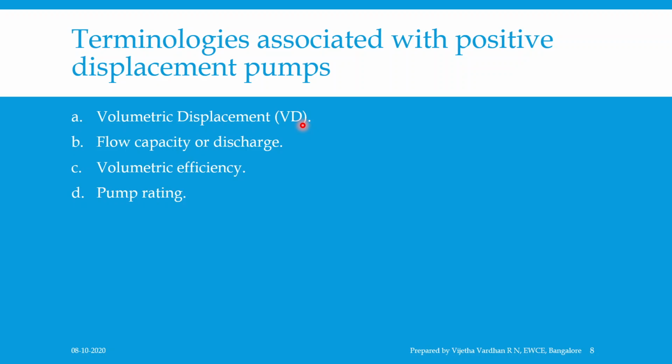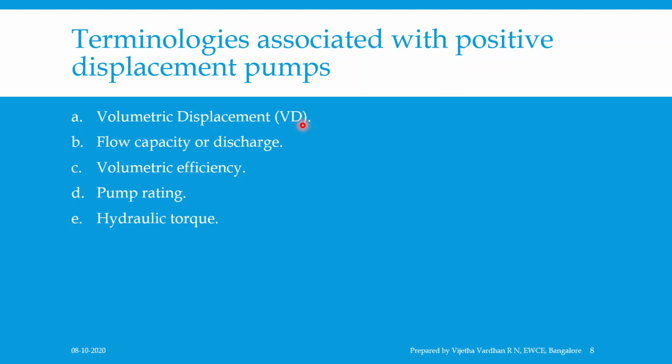Then we have pump rating. A pump is generally rated by its maximum pressure P and the output flow, that is Q actual at a given drive speed. What is Q actual? Q actual is nothing but the actual pump discharge, and QTH will be called as theoretical pump discharge.